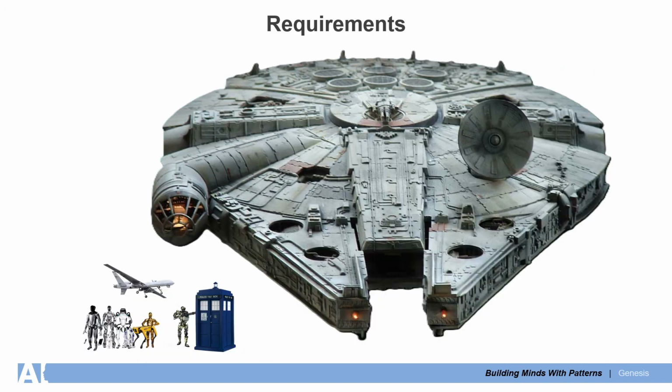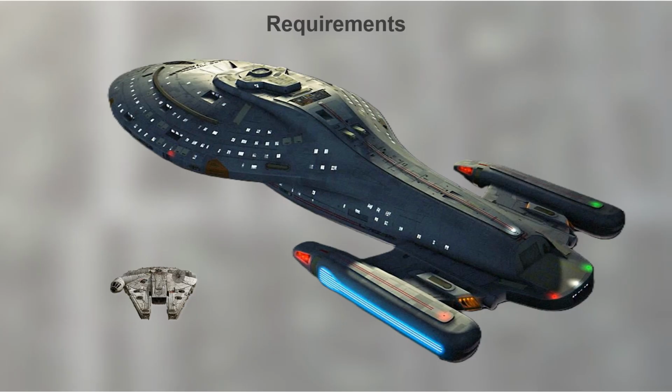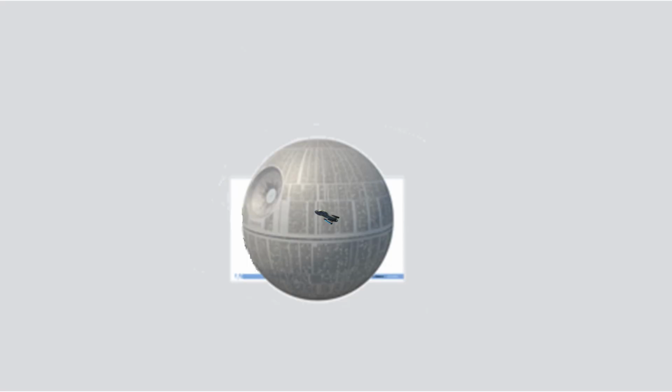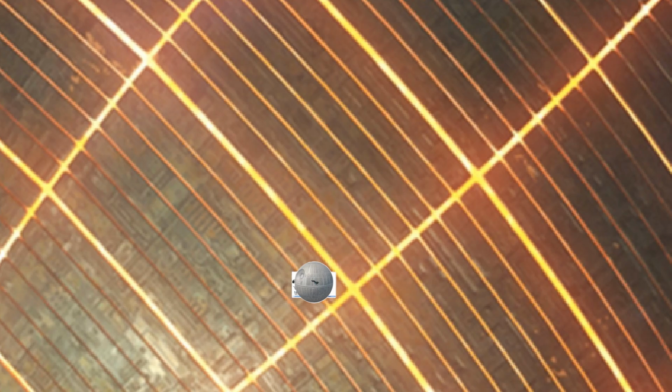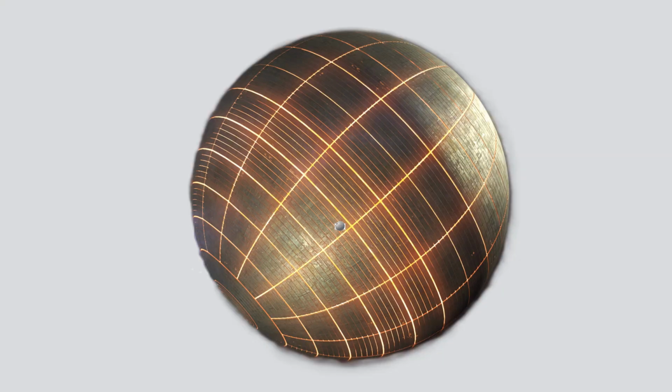Perhaps a Predator drone, or perhaps even the Millennium Falcon, or even the Star Trek Voyager spacecraft with an onboard computer capable of performing 575 trillion instructions per nanosecond, or a Death Star, or maybe even a Dyson sphere. Okay, maybe not a Dyson sphere.